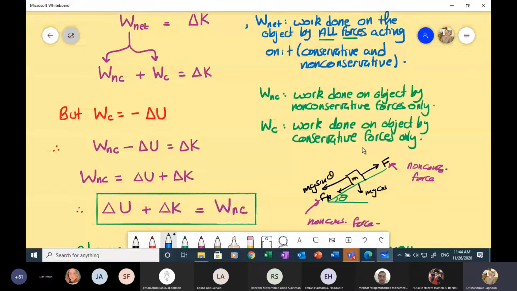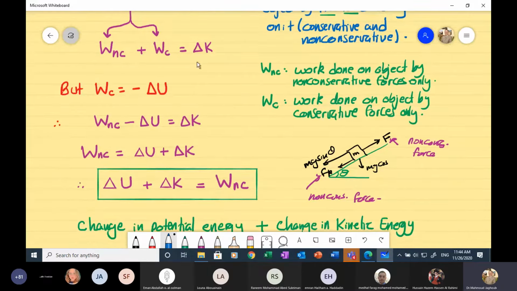So as this object moves, F does work. I call it W non-conservative because it is due to a non-conservative force. If Fk does work, it also goes under W non-conservative. But the work done by the weight, under what does it become? W non-conservative or W conservative? W conservative. Yes, of course W conservative. So W non-conservative plus W conservative equals delta K, which is the change in kinetic energy. Remember, delta always means final minus initial.